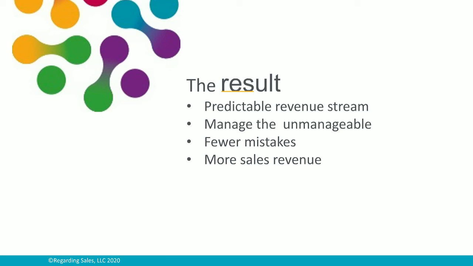So what's the result? Why do all this? We do this for four reasons. One is we have, as a result, a predictable revenue stream. Wouldn't that be glorious? How many of you wish you had a predictable revenue stream? And then you can manage the unmanageable. Sales teams are hard to manage, but when you have systems and processes in place, you can actually manage the unmanageable. There are fewer mistakes, fewer problems, fewer fires, and you will have more sales revenue as a result because everyone will be following the steps that we know work.